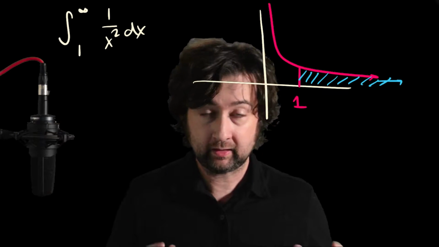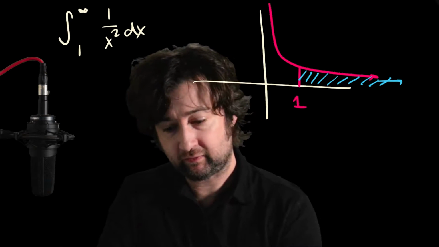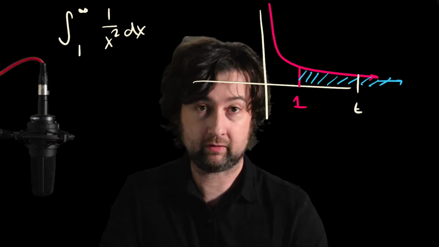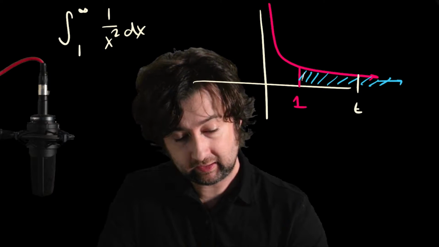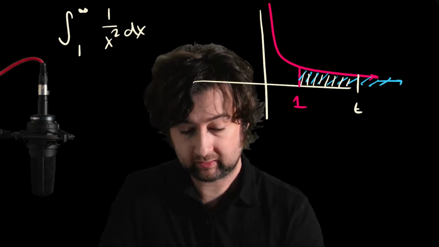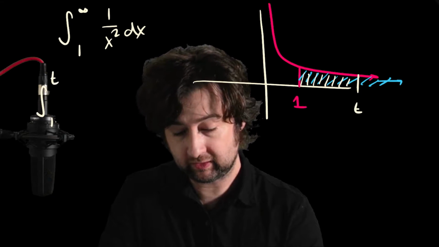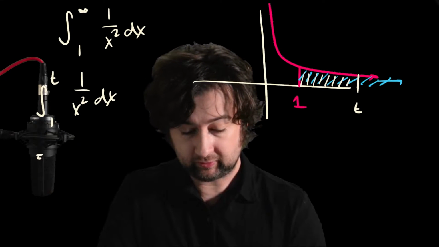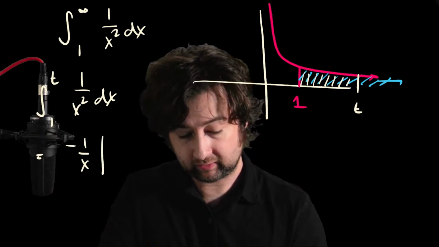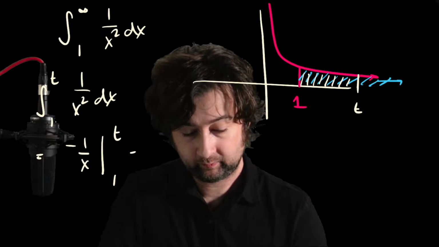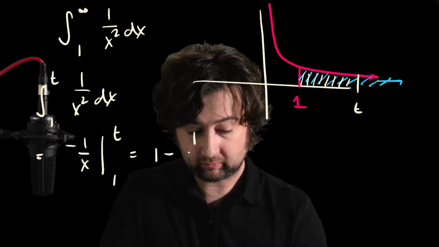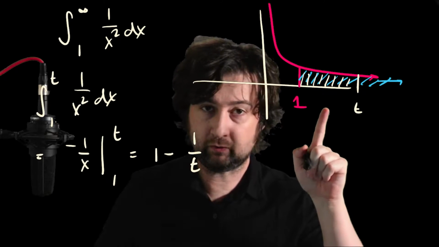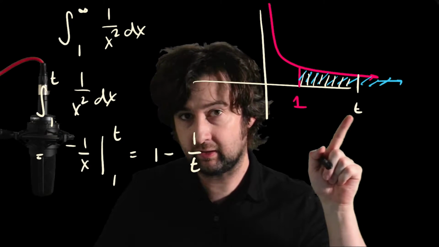Now you might think that because the curve runs forever, the area underneath is infinite as well. However, you should notice that for any value of t that I choose, just pick some value of t out here, the area contained here, that is the integral from 1 to t of 1 over x squared dx, is equal to minus 1 over x evaluated from 1 to t, which turns out to be 1 minus 1 over t. So the area in this region is 1 minus 1 over t for any value of t that I choose.